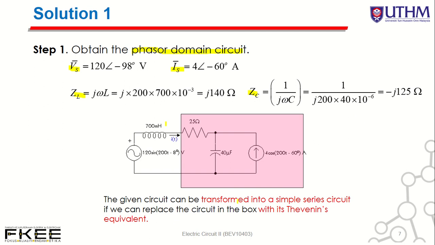The given circuit can be transformed into a simple series circuit. If you want to determine a current, now you want to determine the current, so you can transform this circuit in the box to the Thevenin equivalent circuit. Look at this circuit. You have a terminal, let's say this is terminal A, and this is terminal B. So this circuit in the box you can replace with the Thevenin equivalent circuit. The question is how to replace this circuit in the box with the Thevenin equivalent. This is what we want to learn in this topic.